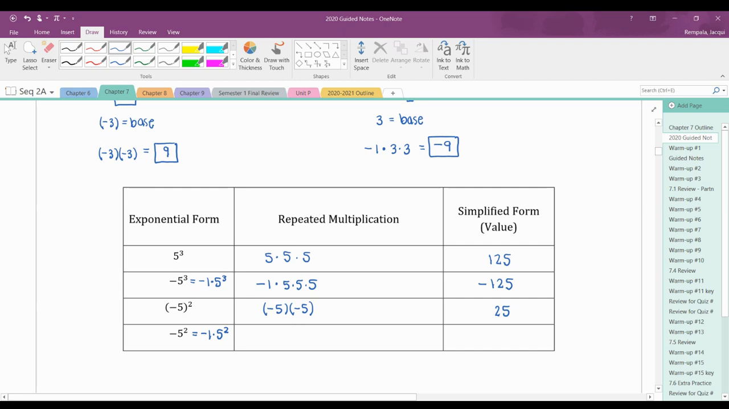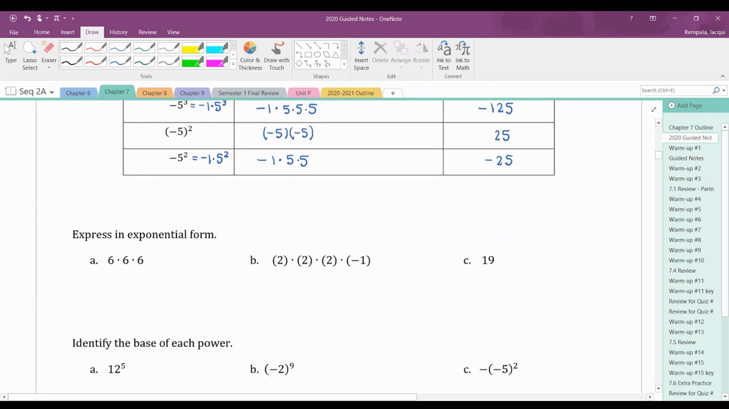Notice that in this next one, we have no parentheses, so we do have to think of it as negative 1 times 5 being squared. If I wanted to write out my repeated multiplication, it would be negative 1, and then my base was 5, which needs to be repeated 2 times, because that's what my exponent is. Now that I have my repeated multiplication, I can write what my simplified value would be. Negative 1 times 5 gives us negative 25. Notice that sometimes we'll get positive numbers and sometimes we'll get negative numbers. It really depends on, is the negative included or is it not included? Being aware of that is very important.